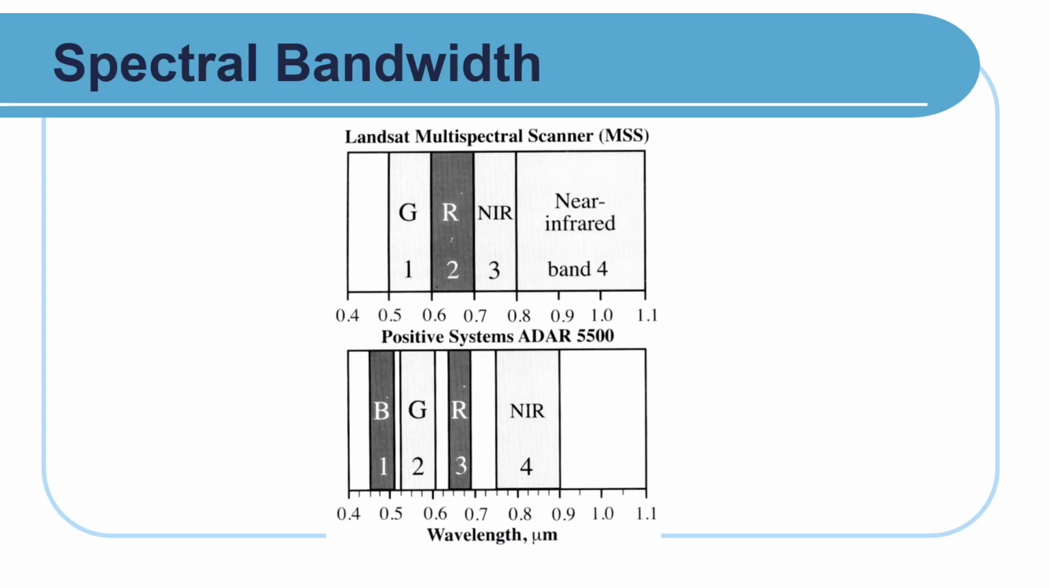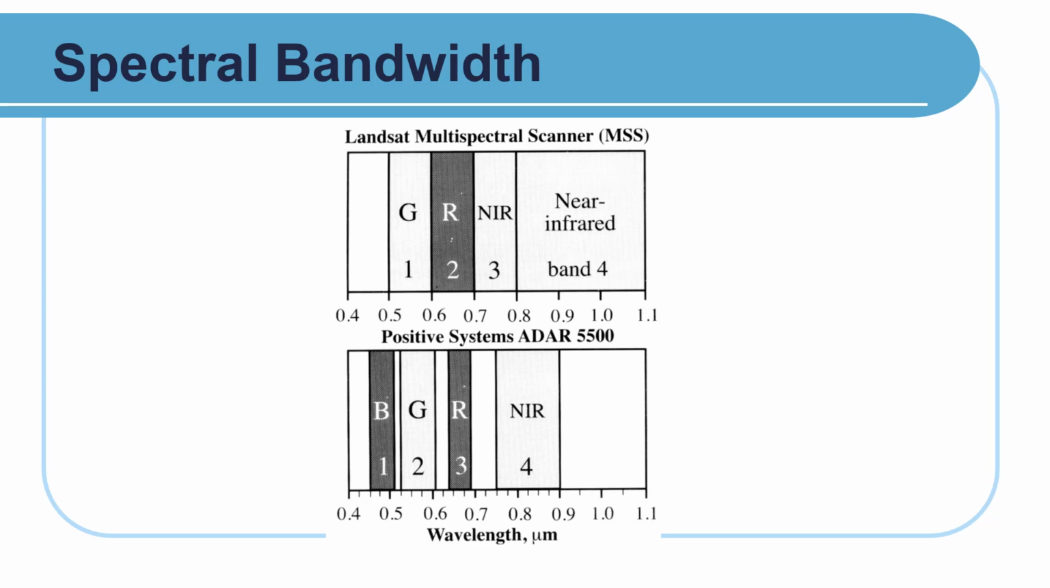So here's a schematic showing two different spectral bandwidths, one for a Landsat multispectral scanner and one for a Positive Systems ADAR 5500. So you can see that they both have 4 bands, and the top one has green, red, near infrared, and a second near infrared. And you can see that on the x-axis, those are the portions of the electromagnetic spectrum that they're collected in. And then the bottom one is showing blue, green, red, and near infrared.